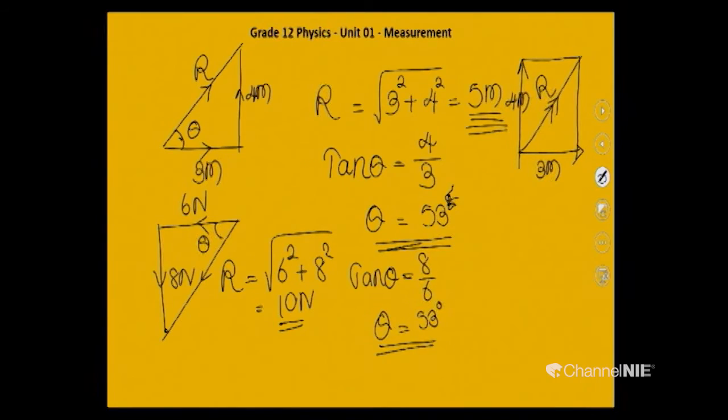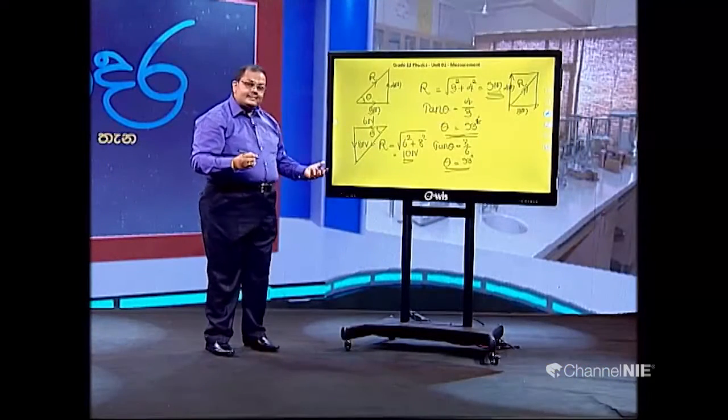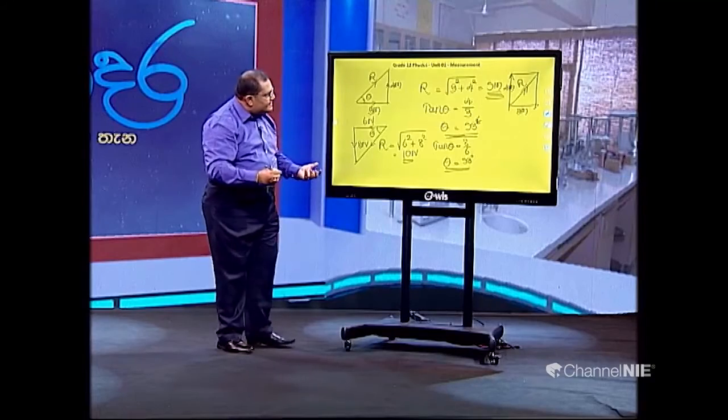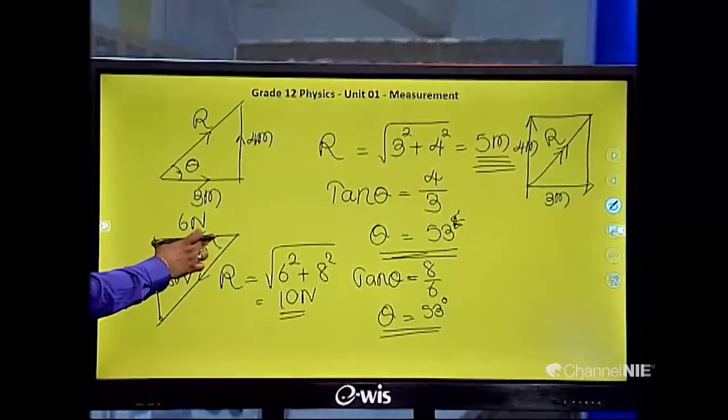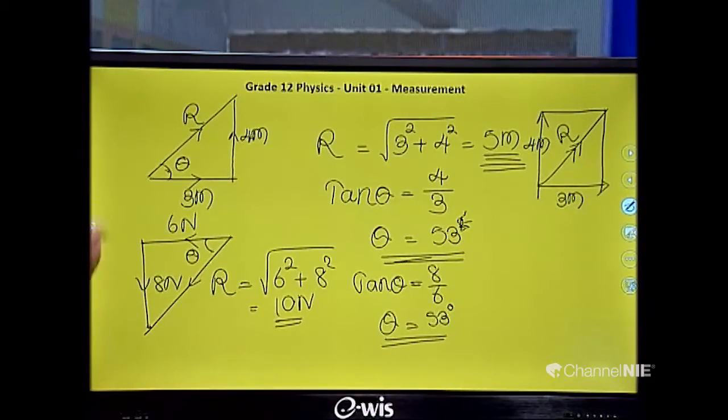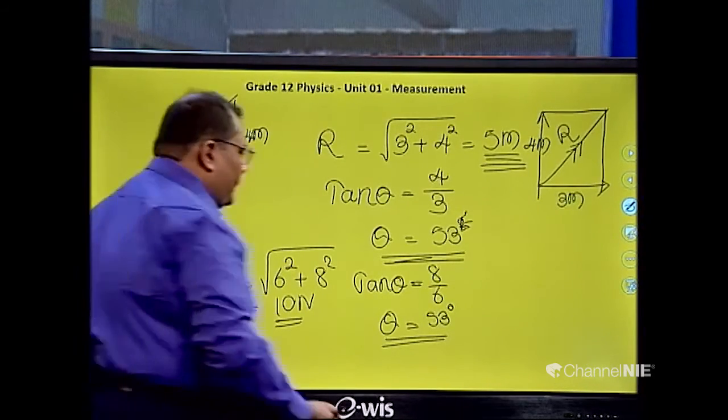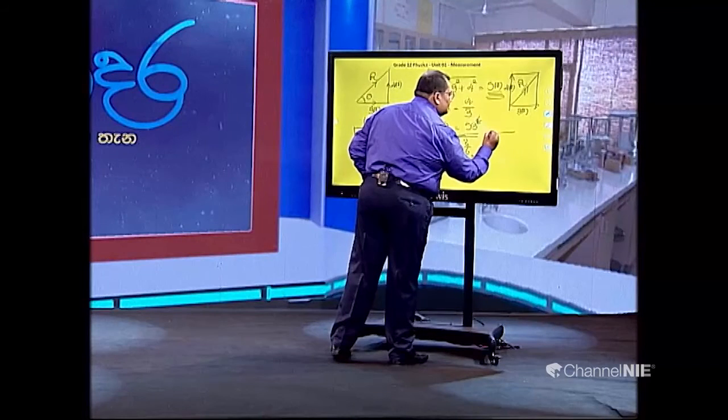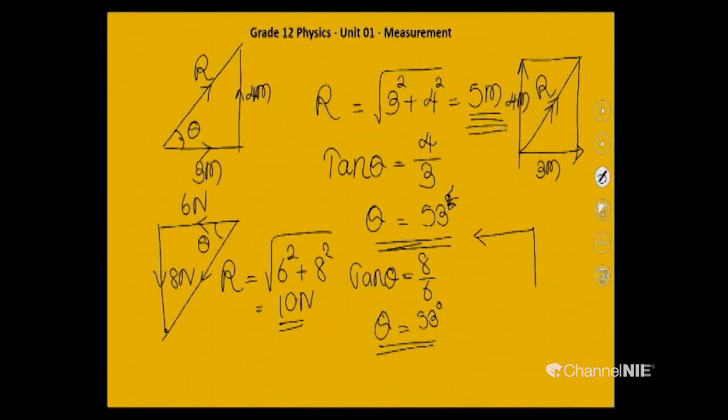Then these two vectors can be given right like this. This 6 newtons can be drawn here, 8 downwards, same thing. Like this you can see, 6 newtons here, 8 newtons here. Then what is the resultant?